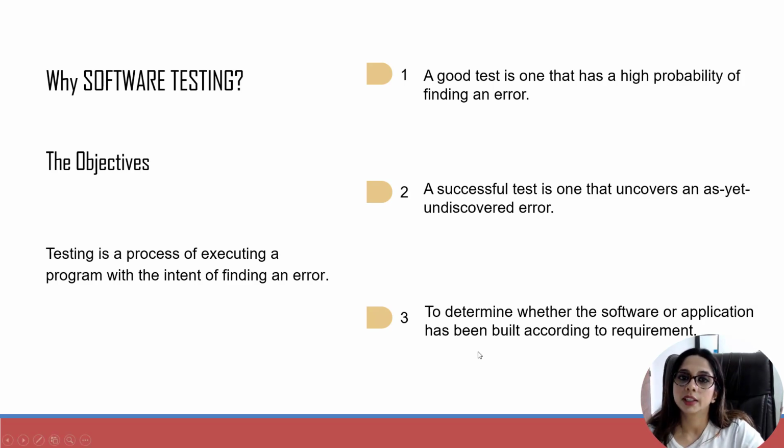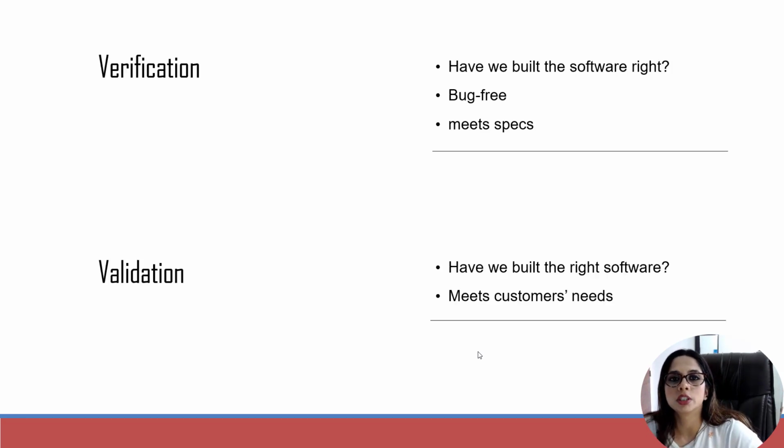Third pointer again hints towards the second aspect of testing definition, wherein we discussed that yes, a good test case should always be inclined towards building something which is expected of the client. So that is the third objective of testing. Let's move forward. As I said, there will be two terms, verification and validation.